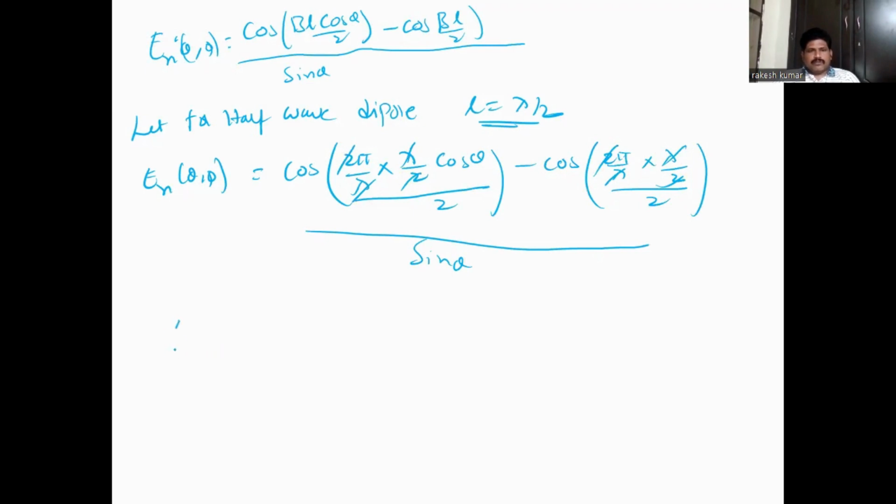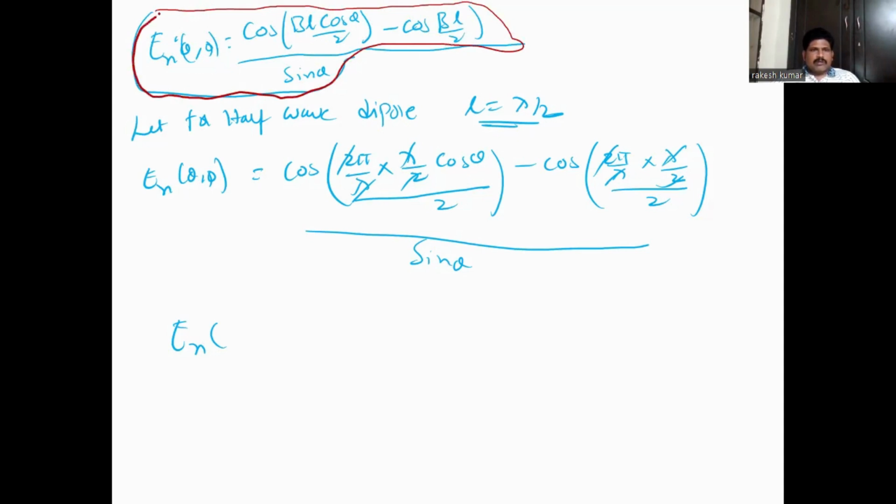This is the final expression. You can calculate for any length, simply substituting L depending upon it. For example, if you want to calculate for L equal to lambda or L equal to 3 lambda by 4, any length. So this is the procedure you can proceed.